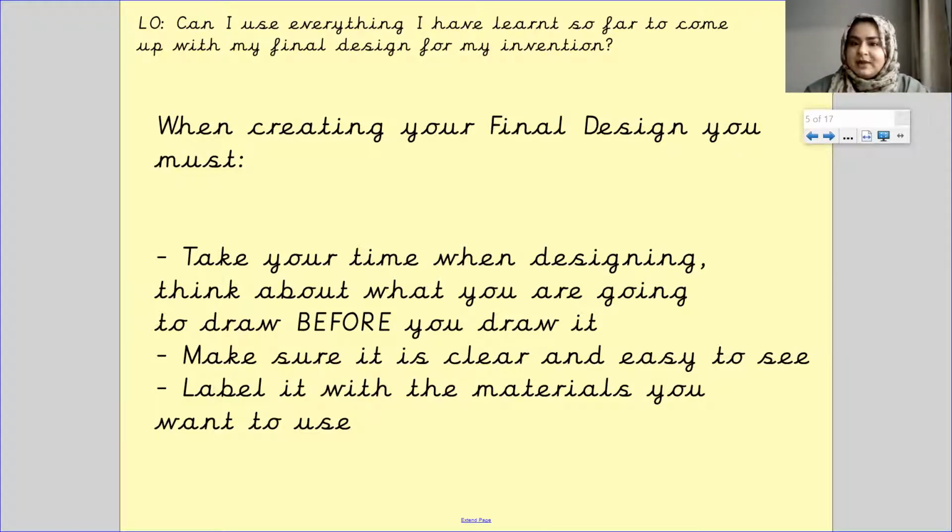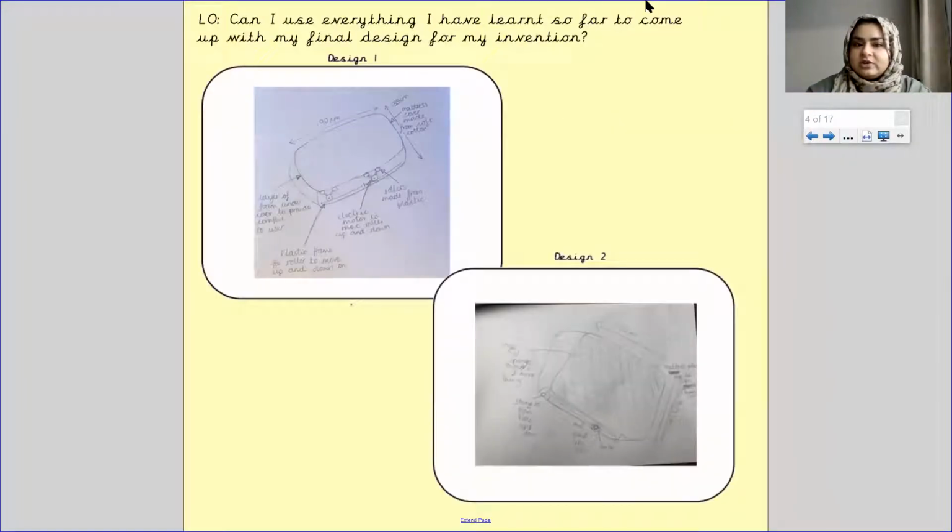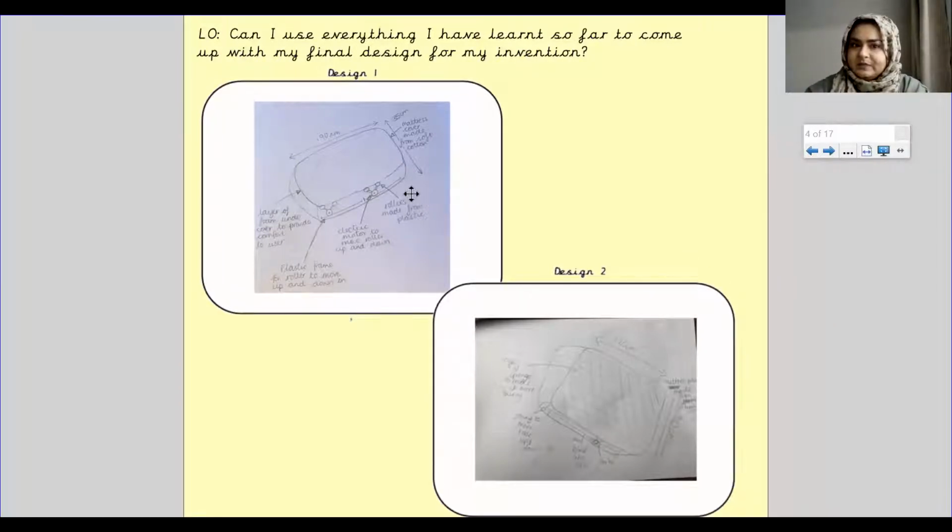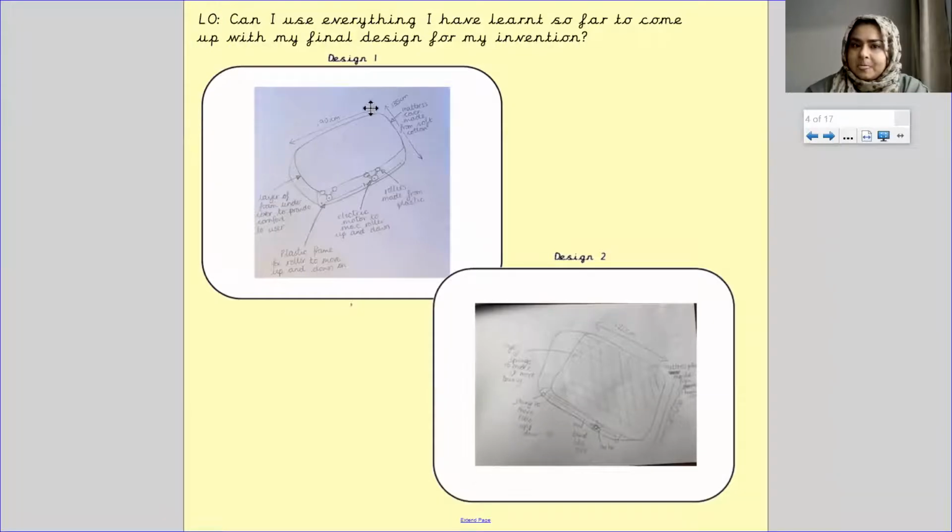Now, for me to make my final design, I am going to choose a few bits from my design one and a few bits from my design two. What I would like to choose from my design one is my sizing. So I want a bigger bed. For me to make my final piece, I'm going to choose the best bits from both designs. The best bits for me from design one is the size of the mattress.